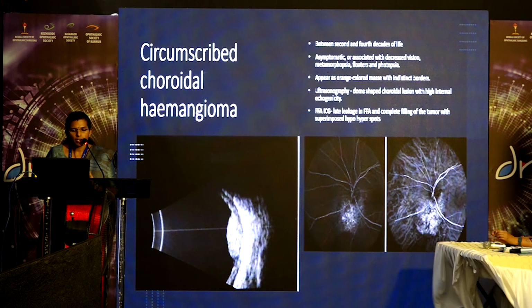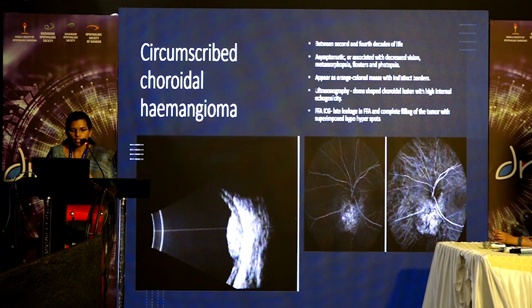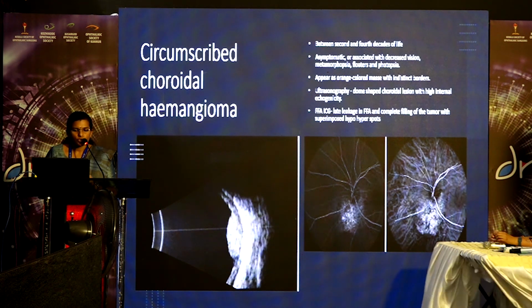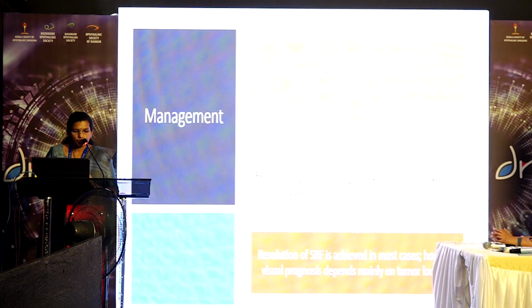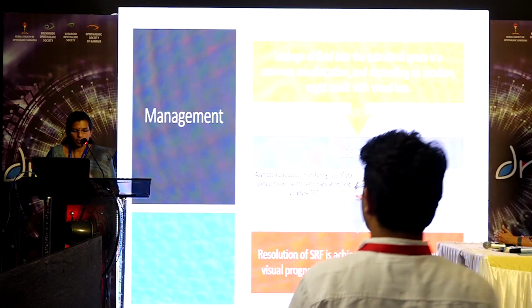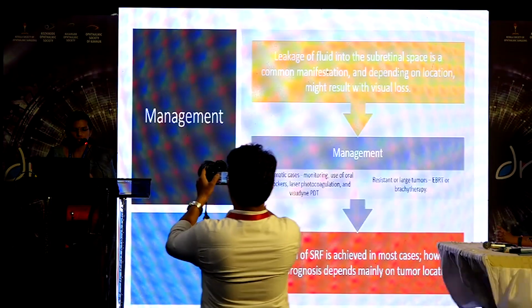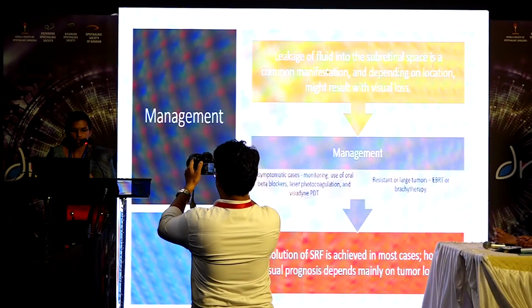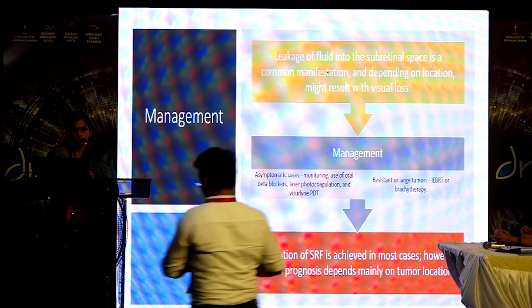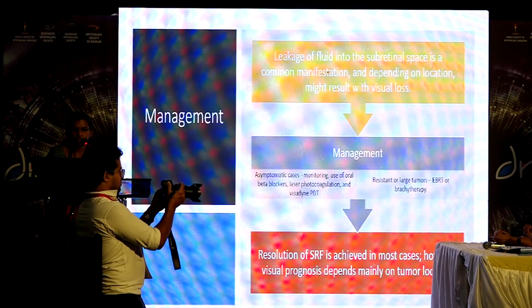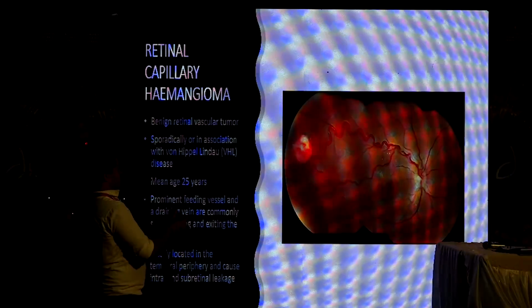and in FFA and ICG we can see late leakage in FFA and a complete filling of the tumor with superimposed hypo or hyper spots in ICG. Management of these hemangiomas in asymptomatic cases is monitoring; oral beta blockers, laser photocoagulation and Visudyne PDT can be used. In case of resistant tumors or large lesions, EBRT or brachytherapy is the treatment option.